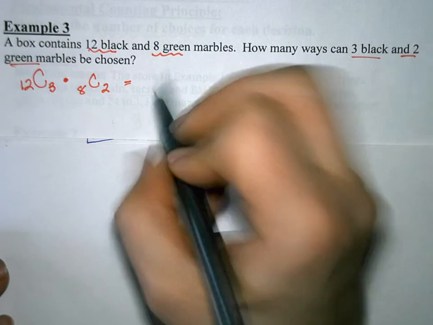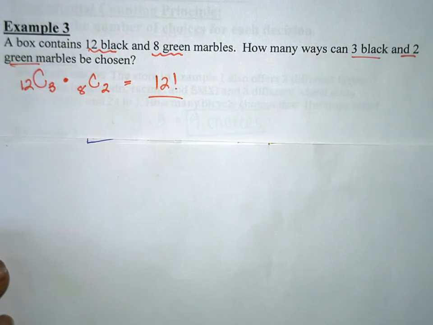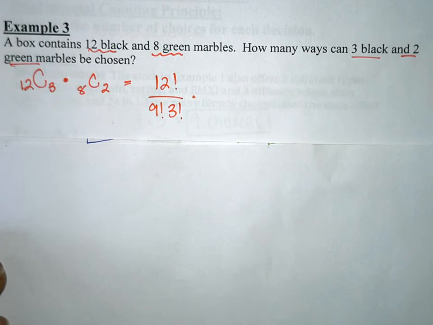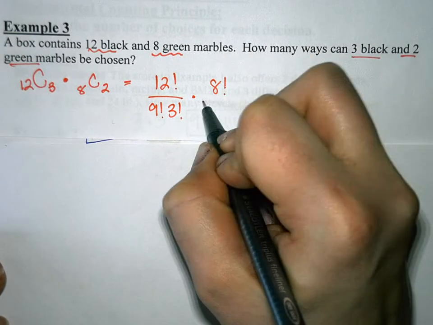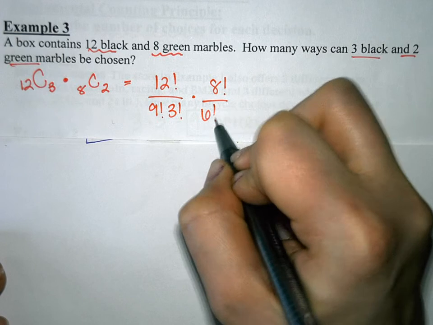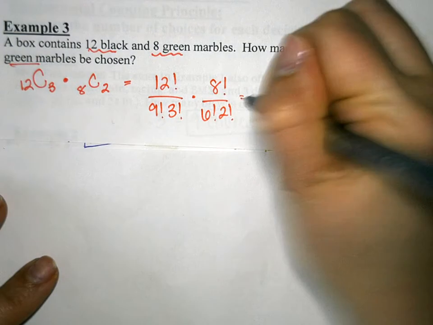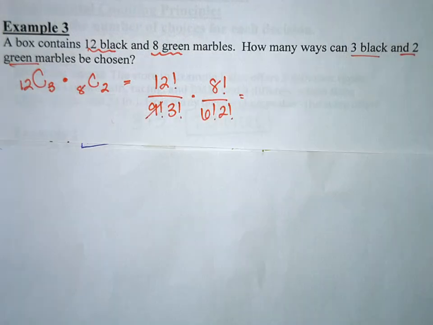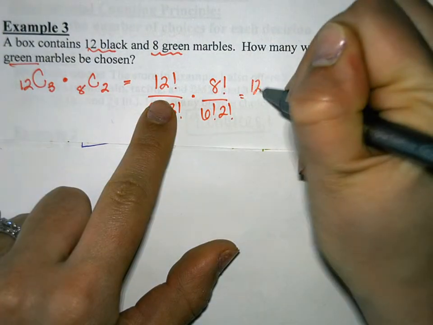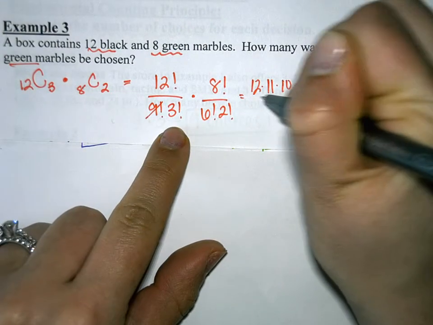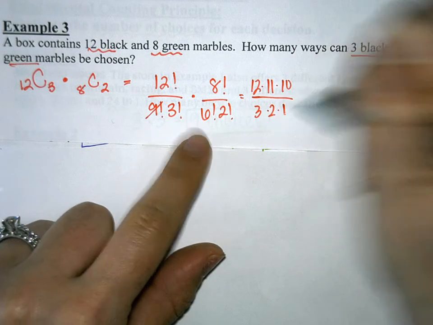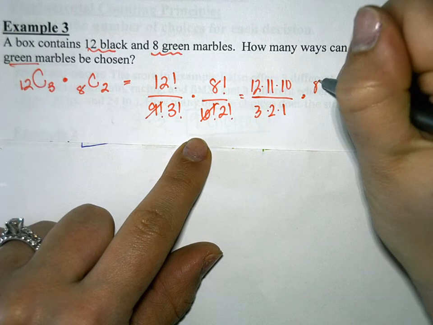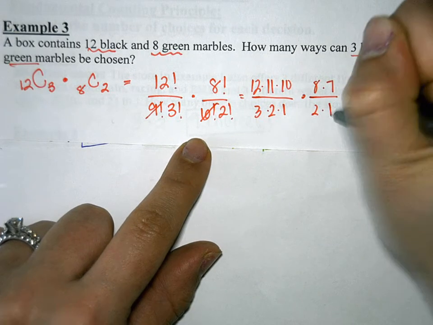So that's going to be 12 factorial over 12 minus 3 is 9 factorial, 3 factorial, times 8 factorial over 6 factorial, 2 factorial. So let's reduce first where we can. The 12 and the 9 are going to reduce from 9 all the way to 1, so that's going to be 12, 11, 10 over 3, 2, 1. And the 8 and 6 are going to reduce all the way down from 6, so that's going to leave us with 8 times 7 all over 2 times 1.